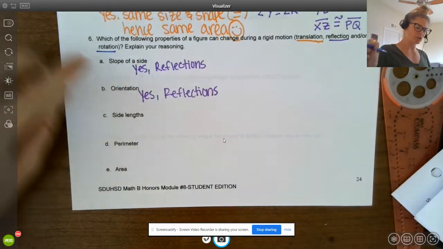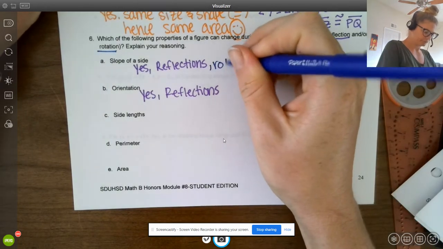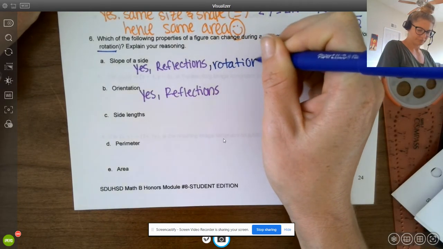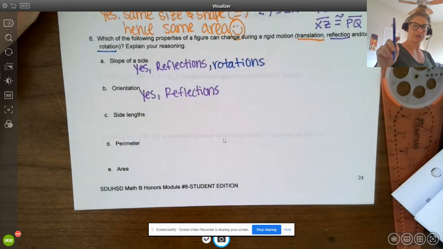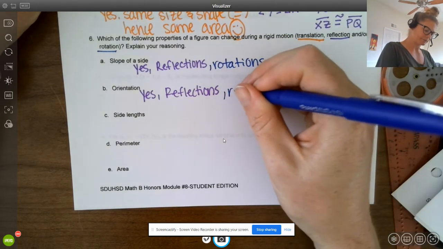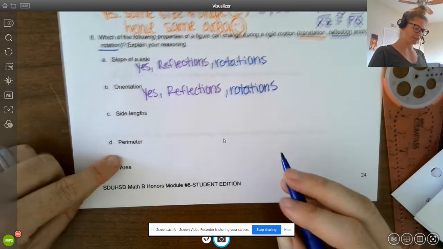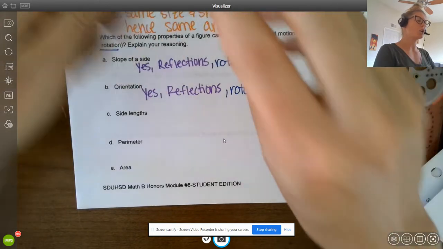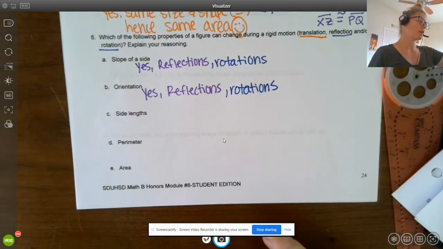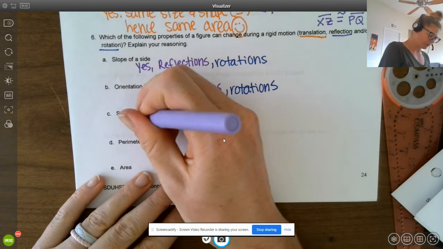And what about a rotation? Will a rotation change the slope of a side? Yes. Will it change the orientation? The up might be the down now, and the down might be the up? Yes. Will it change the side length, the perimeter, or the area? No, because remember, we're not changing the size of the shape. So side lengths, no.